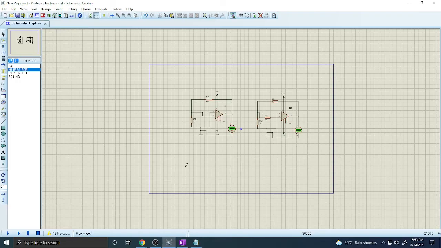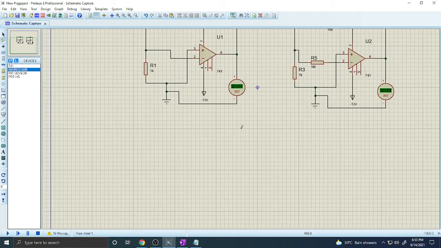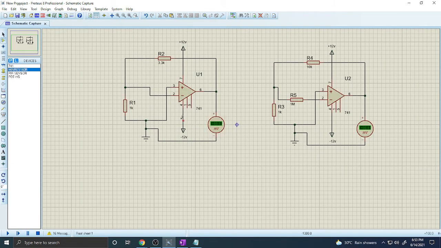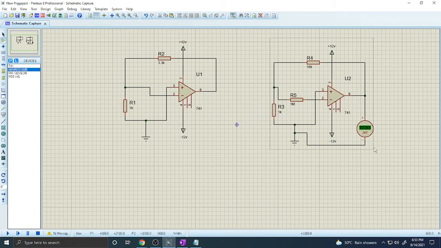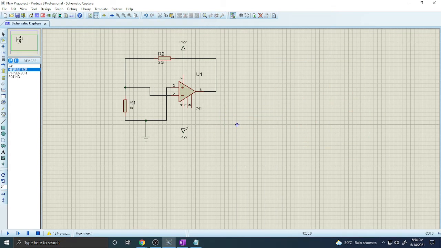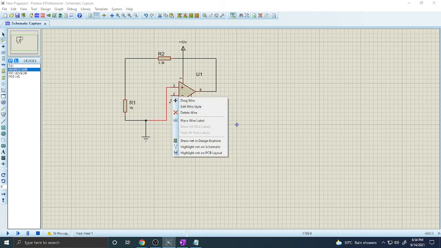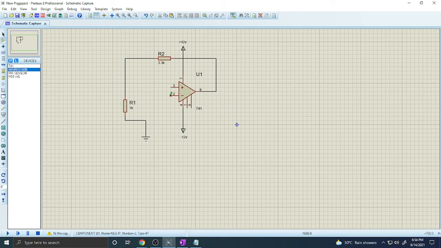Now we implement this circuit in the Proteus environment. Okay, so for this, first of all, here we change some components. So first of all, delete this line and delete this line, and feedback must be present.